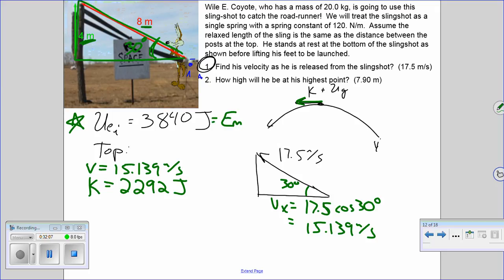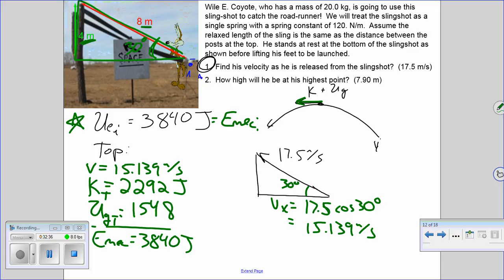Okay? Remember, at the beginning, this elastic potential energy was his mechanical energy initially, right? So his mechanical energy at the top has to be the same thing. So at the top, we know that our mechanical energy has got to add up to 3,840 joules. Some of our energy is kinetic, so the rest has to be potential energy. So subtract these two and you'll find out that your potential energy at the top is 1,548 joules, right? So that these all add up.